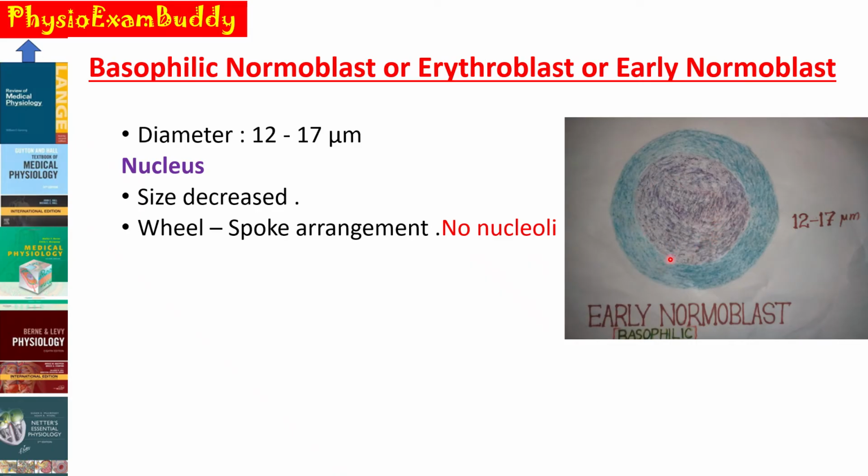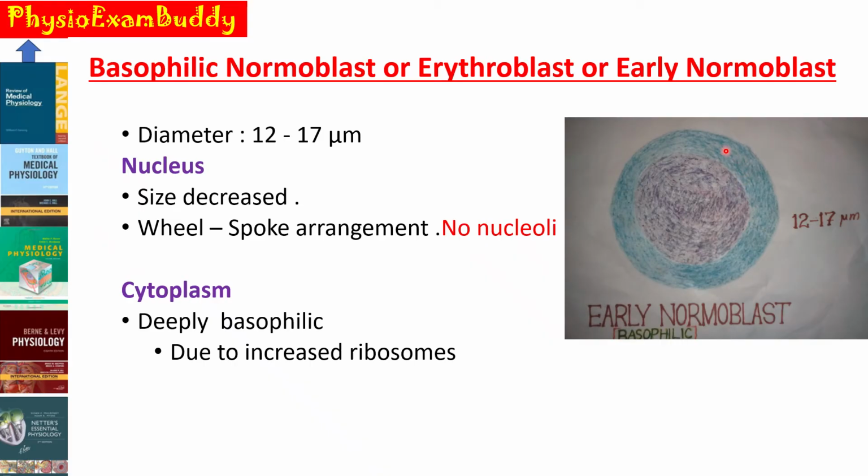Now we will see the nucleus. What happens to the nucleus? The nucleoli have disappeared when compared to the previous stage. Also, the size of the nucleus should be decreased. So, while drawing the basophilic normoblast, the size of the nucleus should be smaller than in the previous stage. You can also see a wheel spoke arrangement, also no nucleoli. Here also the nucleus should be shaded with the hematoxylin pencil.